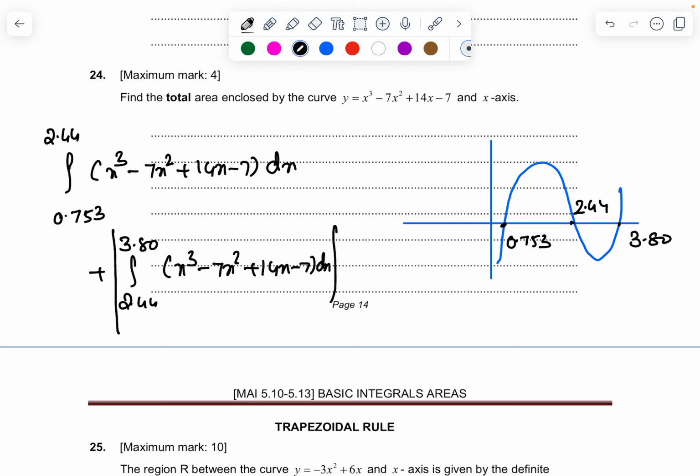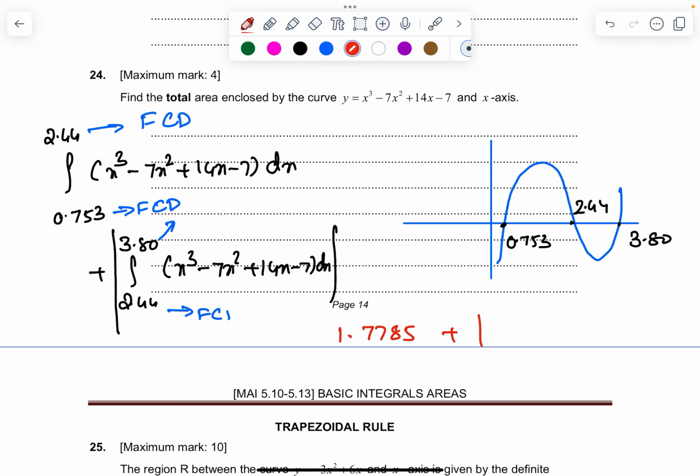I use the calculator. So the first one is nothing but x to the power of 3 minus 7x square plus 14x minus 7 dx from the limits 0.753 and 2.44. So remember, you should use the full calculator display. But over here, I'm using only the rounded figure, but you should be using the full calculator display. So this answer is going to be 1.778.